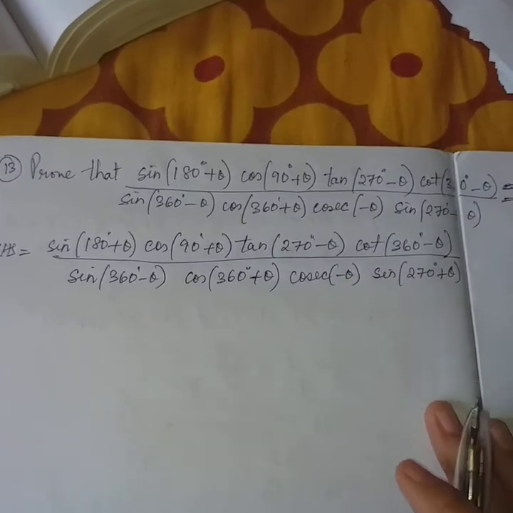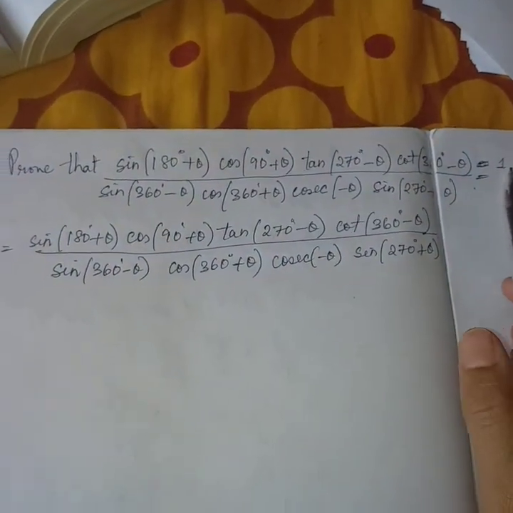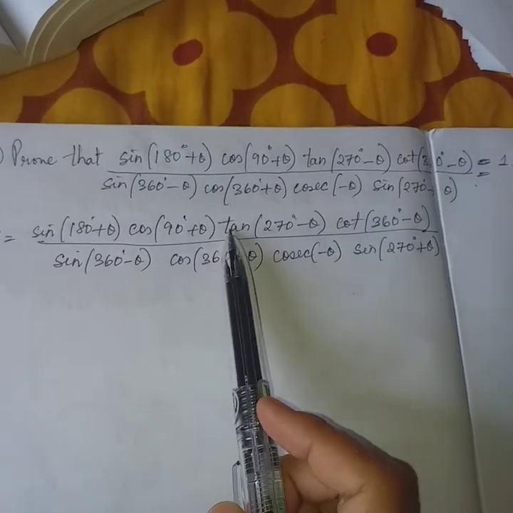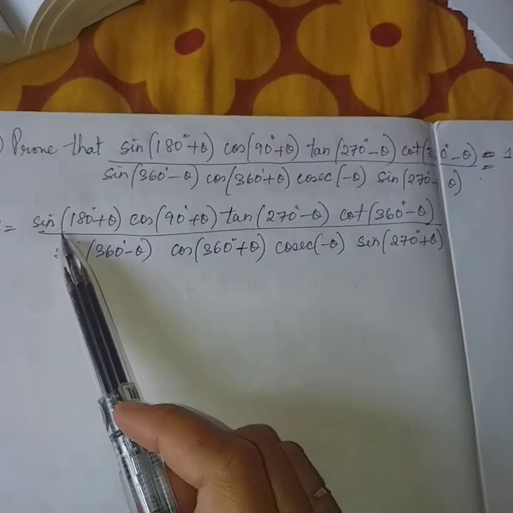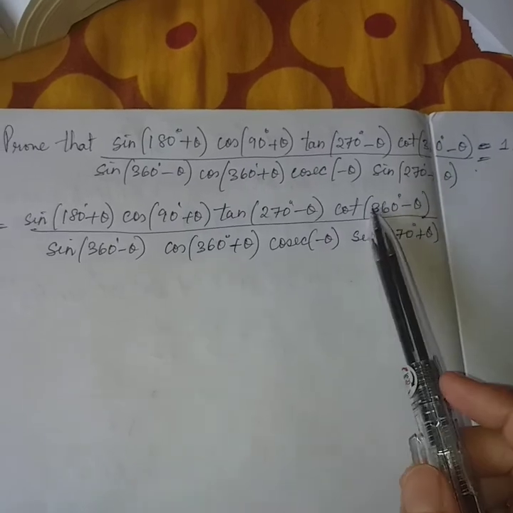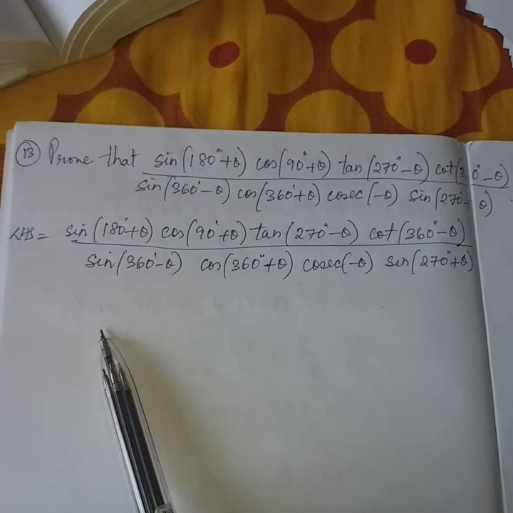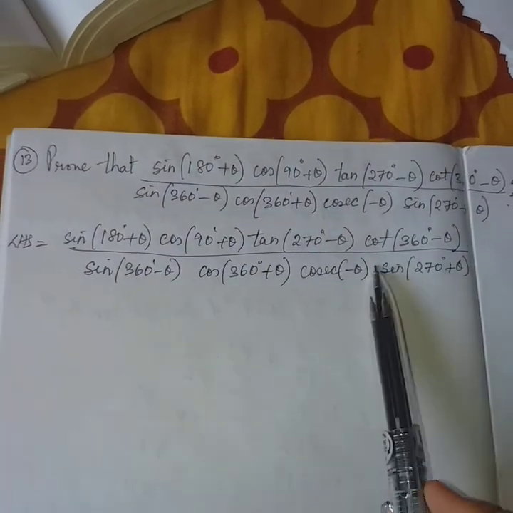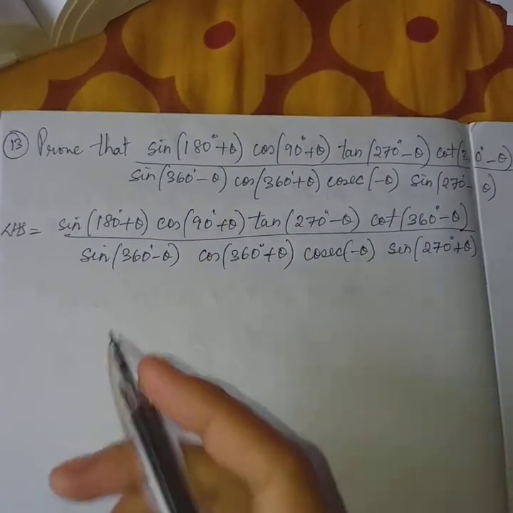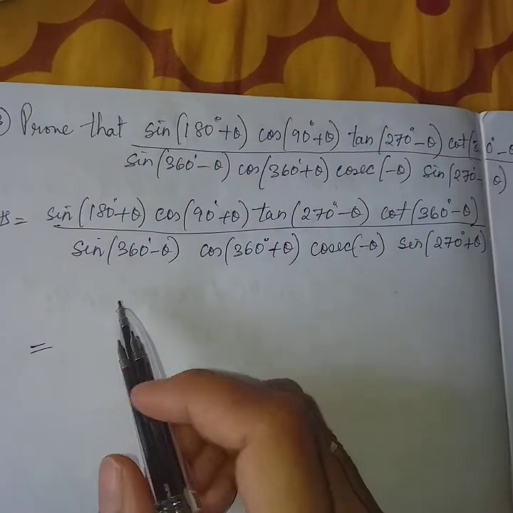Let us see another one. Prove that the expression is equal to 1. So here we take the left hand side. Now it is a product of so many trigonometric functions divided by again the product of so many trigonometric functions, and we have to prove that the whole expression is equal to 1. So for so many product to be equal to 1, everything must get cancelled, we know that. So here we apply the things which we have learned.